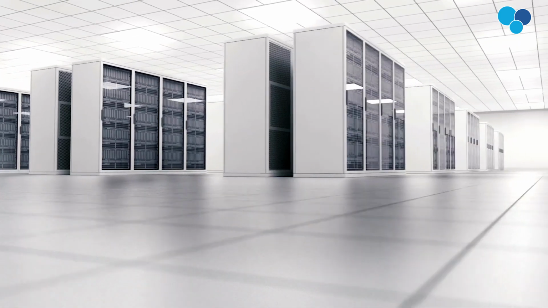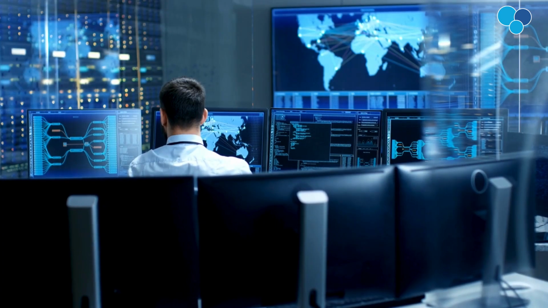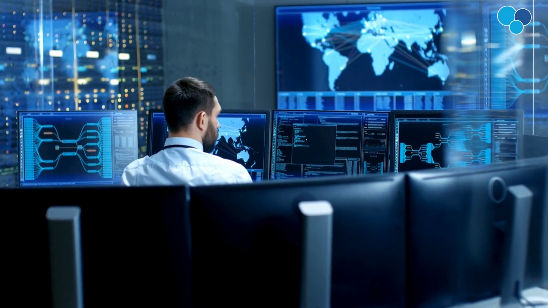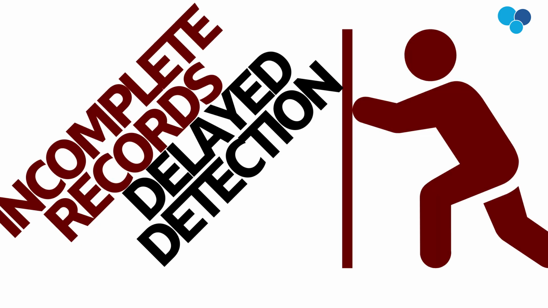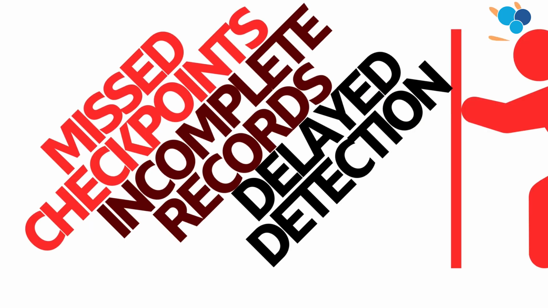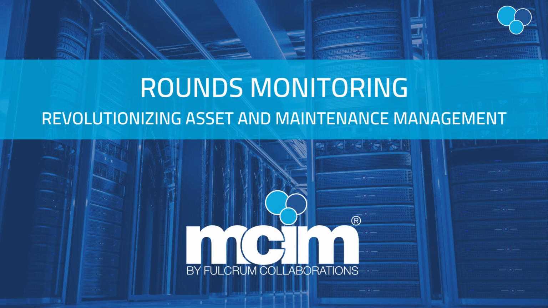managing large, intricate facilities with numerous systems, devices, and areas to monitor. It was extremely overwhelming for him. This resulted in a risk of delayed detection, leading to equipment failure, downtime, or even safety hazards. Incomplete or incorrect records hindering troubleshooting, compliance, and trend analysis, as well as missed checkpoints or overlooked equipment compromising operational integrity and maintenance schedules. Because data center uses MCIM, his rounds are completed more efficiently.